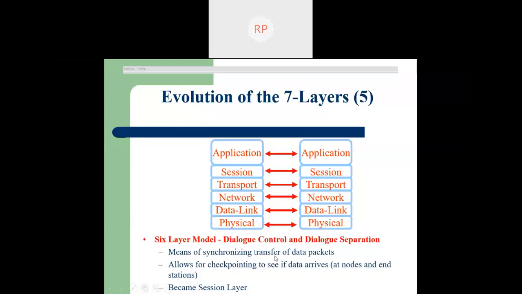Next, the sixth layer. Here we have dialog control and dialog separation. For synchronization purposes, you have to add another layer as a means of synchronizing the transfer of data packets. It also allows for checkpoints to see if data arrives at the node or in the session. It's nothing but the session layer. So this is all about the sixth layer, and next one is the presentation layer.